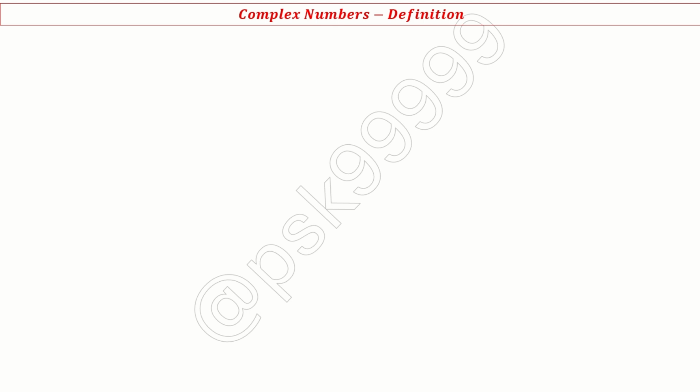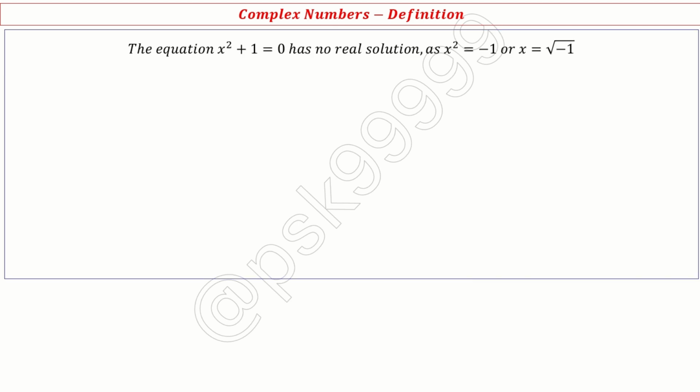So what is the definition of a complex number first? We know that the equation x squared plus 1 equal to 0 has no real solution. That's because when I try to solve this, I get x squared equal to minus 1, or x equal to square root of minus 1, and the square root of minus 1 is not a real number. Similarly, for the quadratic equation ax squared plus bx plus c equal to 0, if the discriminant b squared minus 4ac is less than 0, this has no real solution.